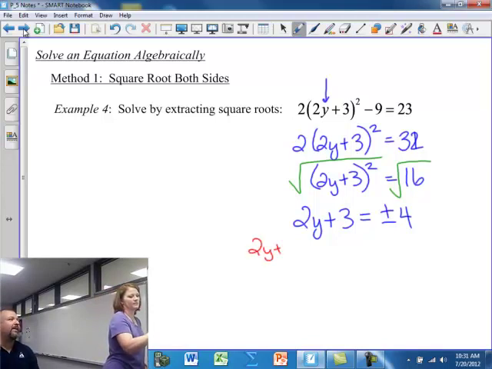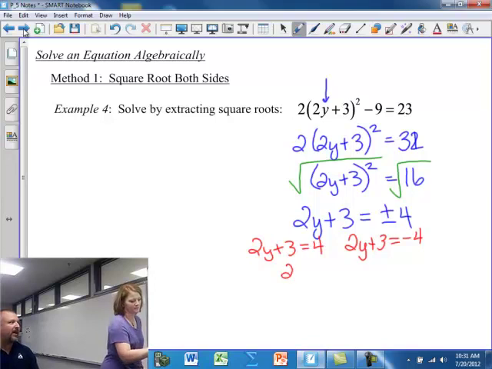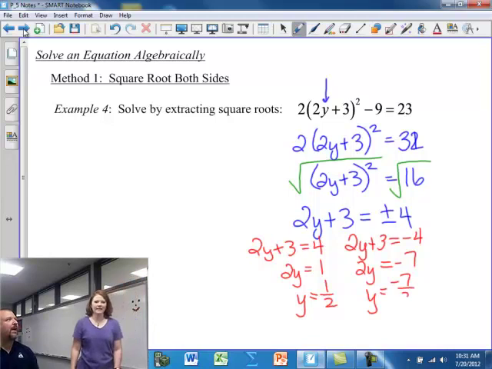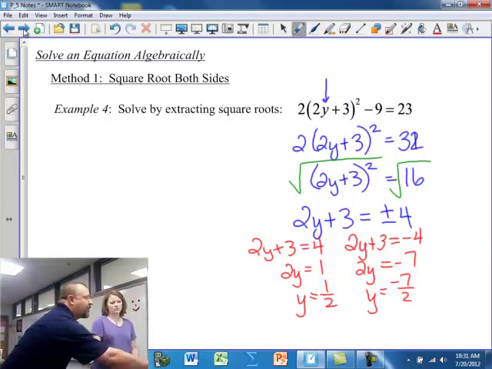We have to solve for y. You might want to go ahead and break it up like this and just go ahead and say 2y plus 3 equals 4 and 2y plus 3 equals negative 4, and that way you don't mess it up, okay? So we're going to subtract 3 from the left side and divide by 2, and you're going to subtract 3 from the right side and divide by 2 as well. And there's your 2 answers. Ta-da.